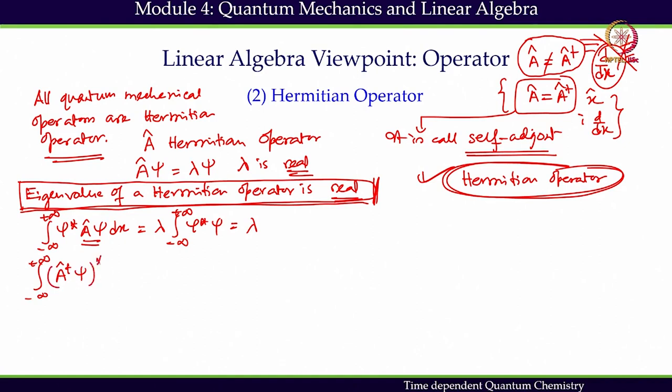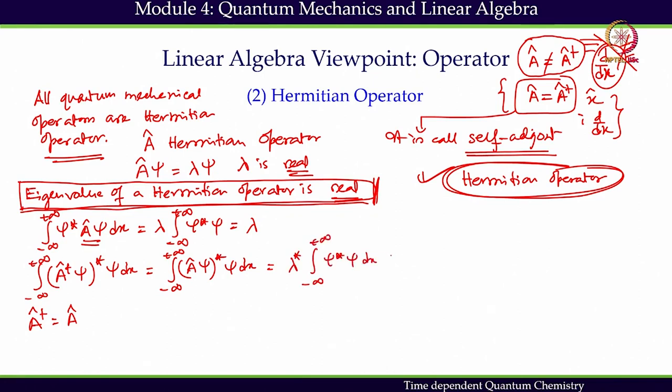of (A dagger psi) whole star psi dx. This is nothing but, because A is a Hermitian operator, A dagger would be equal to A, which means I have (A psi) star psi dx. Now, A acting on psi is lambda psi, so I get lambda star times the integral from minus infinity to plus infinity of psi star psi dx. Here we are assuming that psi is normalized, which means it is living in Hilbert space, and that is why we can write this psi star.